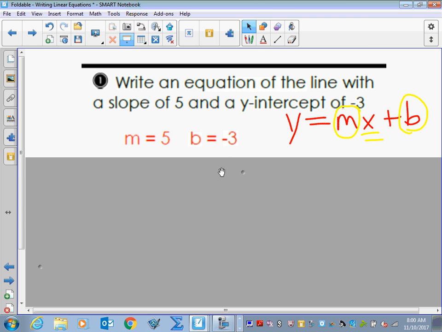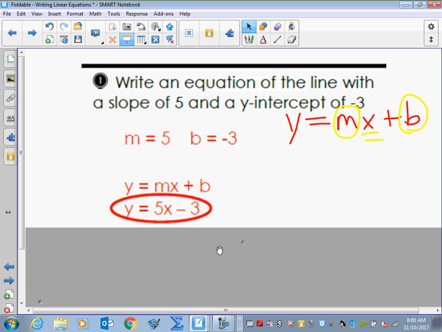All right. So since I have the 2 pieces of information I need, I just drop them in their proper places. The 5 goes where the m is, and the -3 goes where the b is. We don't write plus the -3, we write -3. Okay, so if you're given that situation, that's an easy situation because you have everything you need already.